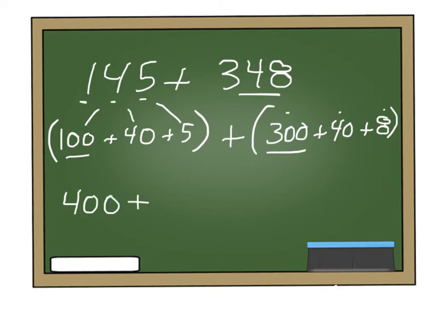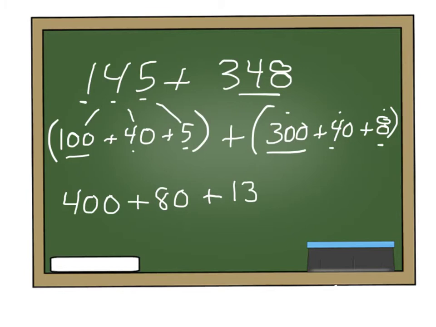Check out our tens. I have 4 groups of 10 and 4 groups of 10. 4 plus 4 is 8 groups of 10, which equals 80. And we have 5 groups of 1 and 8 groups of 1, giving us 13 groups of 1.